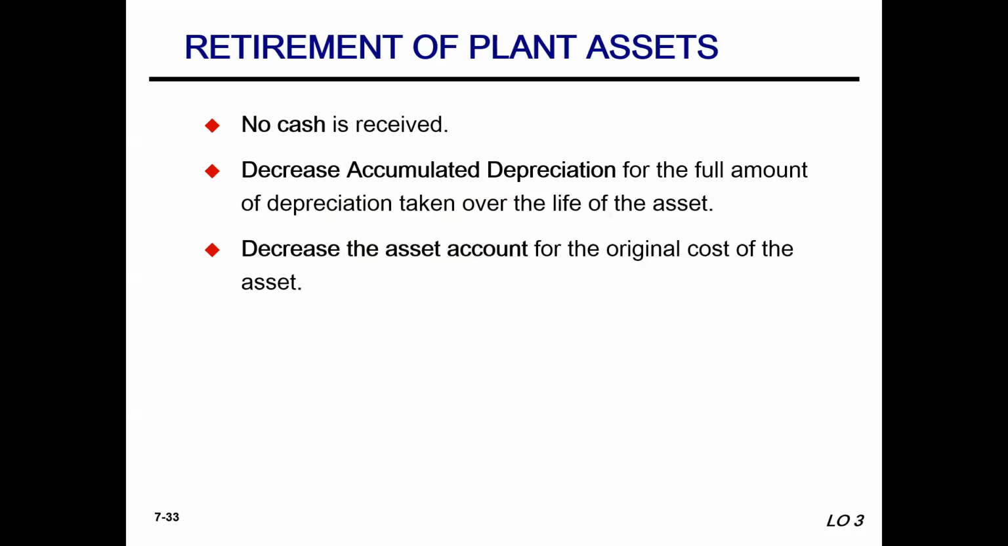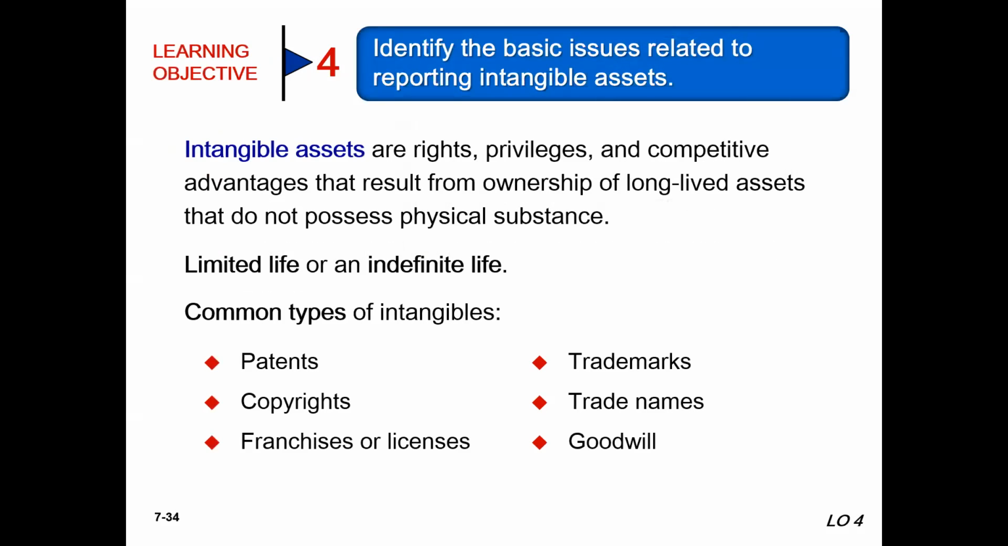Okay. If it's not used to generate income or earnings, we just get rid of the accumulated depreciation for the full amount that we had the asset for its life, and get rid of the asset for the original cost of the asset. So we'll take it off there because there's no point having it there. We'll just have a fair value of that asset, which probably won't be much by then.